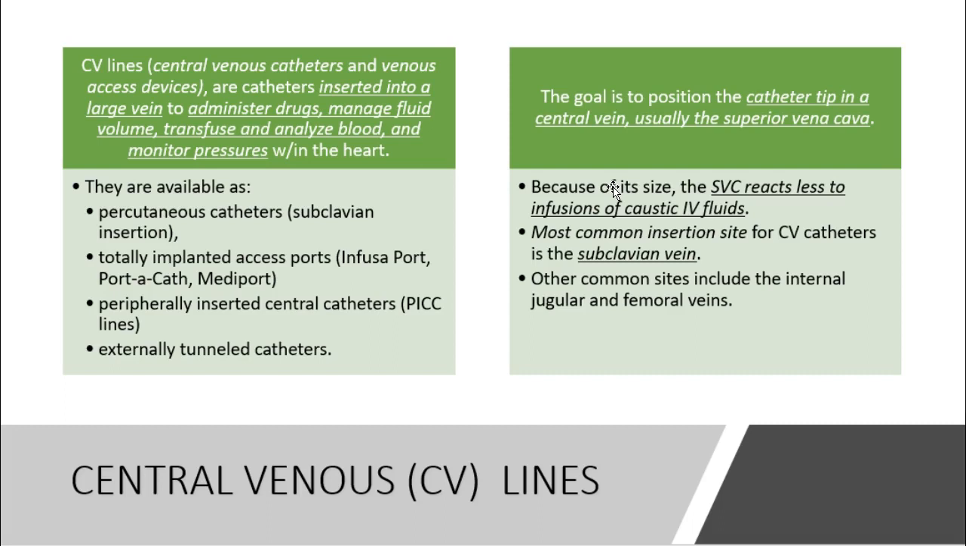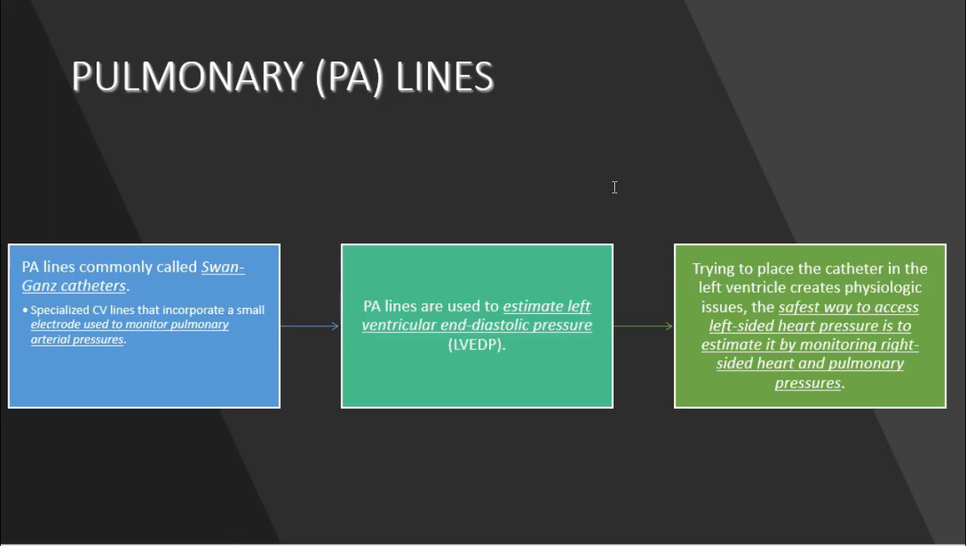The goal is to position the catheter tip in a central vein, usually the superior vena cava, which is where it ends up. It's really important that you do not use these, and if you do, that you inject heparinized saline so we can keep that line open and it doesn't clot off.